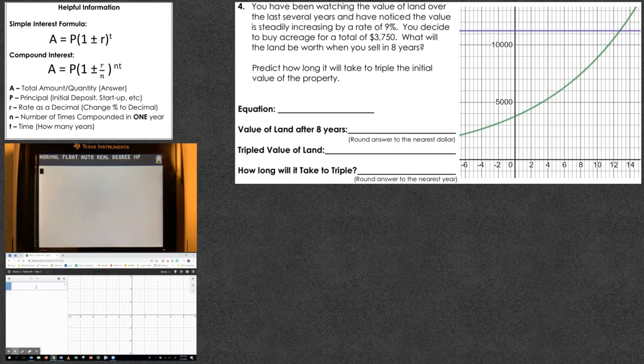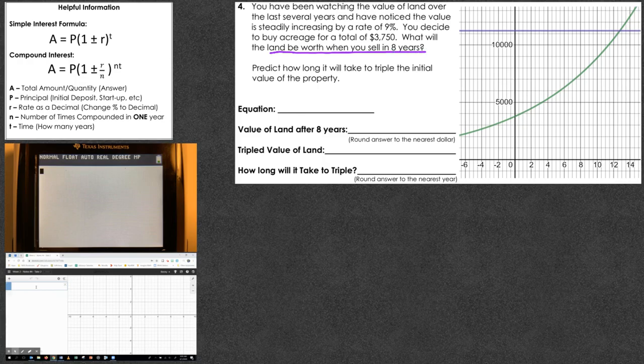It says, you have been watching the value of land over the last several years and have noticed the value is steadily increasing by a rate of 9%. You decide to buy acreage for a total of $3,750. What will the land be worth when you sell in 8 years? Predict, and then it asks you to predict how long it will take to triple the initial value of the property. So we're going to need to go through and create our initial equation because we need to answer the first question about how much will the land be worth in 8 years.